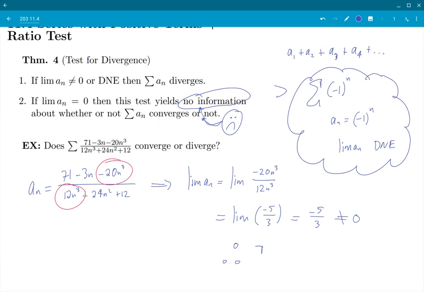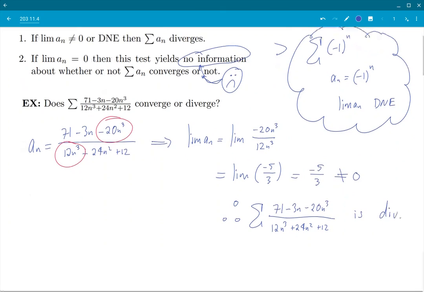Therefore, the corresponding series is divergent, and we'll say by test for divergence.